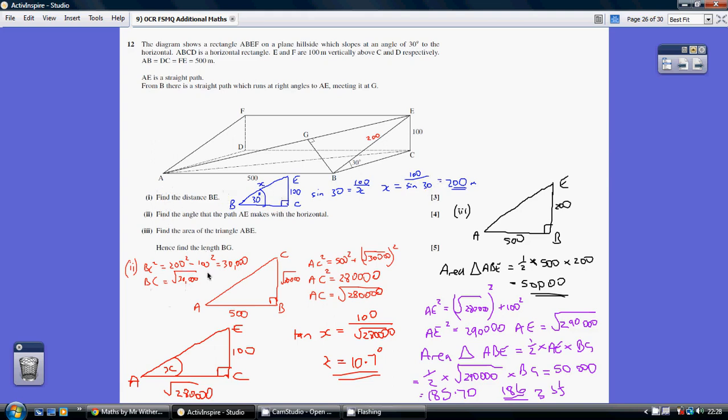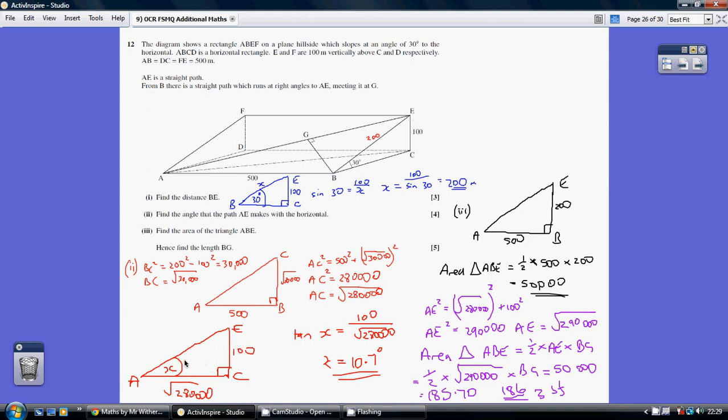So BC is root 30,000. So in this, here we go. So AC is the hypotenuse. So in a second lot of Pythagoras, I can do AC squared as 500 squared plus root 30,000 squared. This gives me AC being root 280,000. Note how I'm keeping it in square roots all the time, because they're exact. So I can now finally move on to my triangle ACE. I've just worked out that AC is root 280,000. I knew that CE was 100.